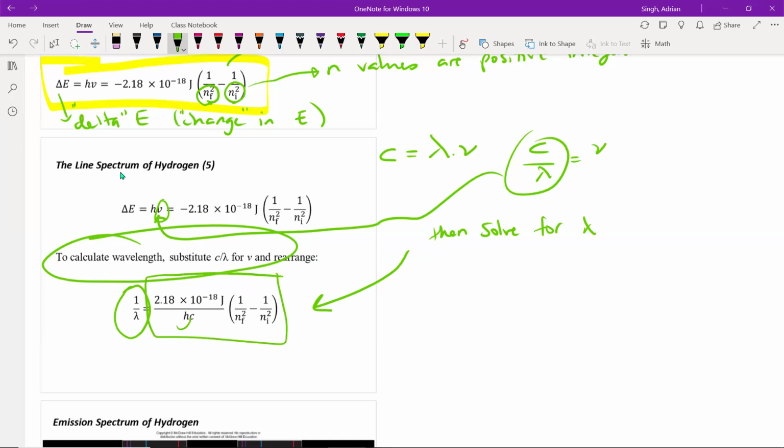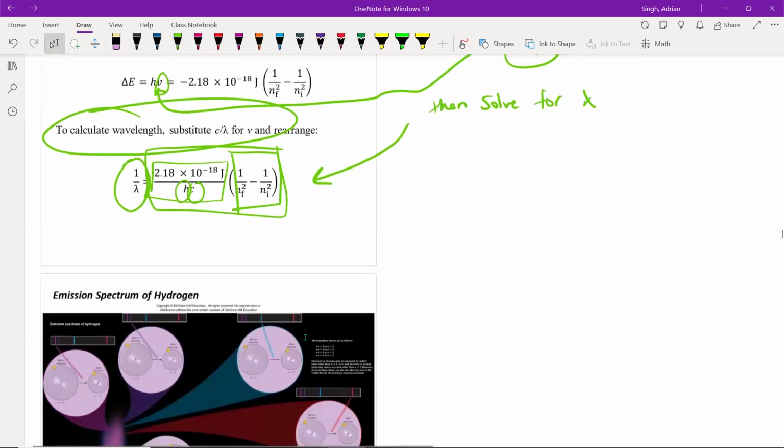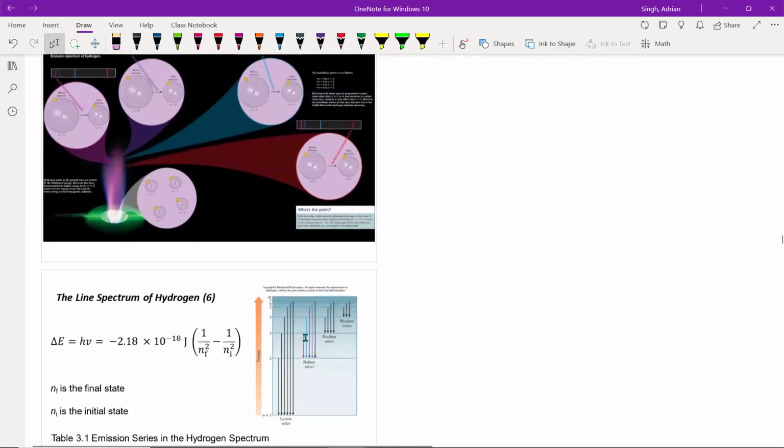Okay, we know what h is, that's Planck's constant. c is the speed of light. This is not going to change. c is not going to change. h is not going to change. The numerator here is not going to change either. The only thing that changes is the initial and the final state, right? The initial orbit, final orbit, whatever that is, we just substitute that into our equation.